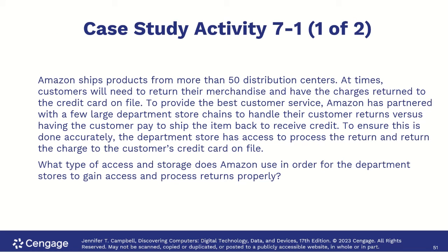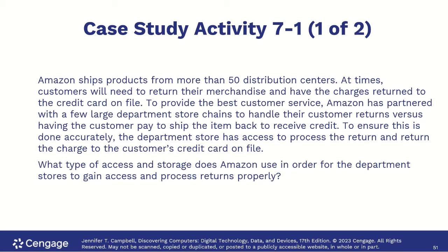So you can do a case study. For example, Amazon ships products from more than 50 distribution centers. At times, customers will need to return their merchandise and have the charges returned to the credit card on file. To provide their best customer service, Amazon has partnered with a few large departmental store chains to handle their customer returns, versus having the customers pay to ship the item back to receive the credit. To ensure this is done accurately, the department store has access to process the return and return the charge to the customer's credit card on file.